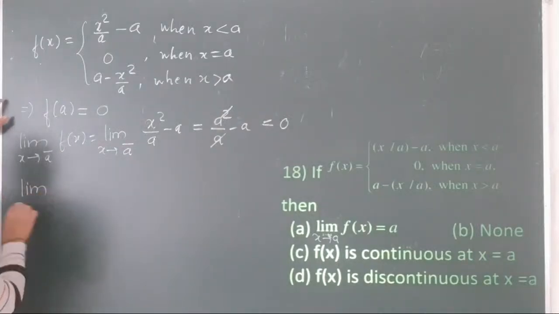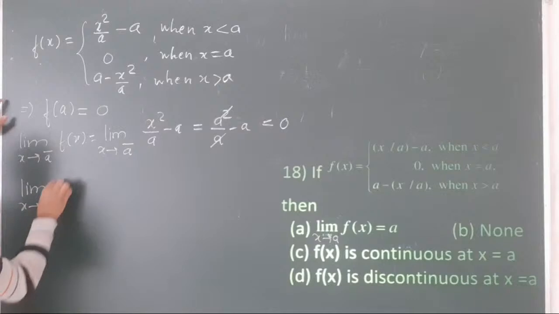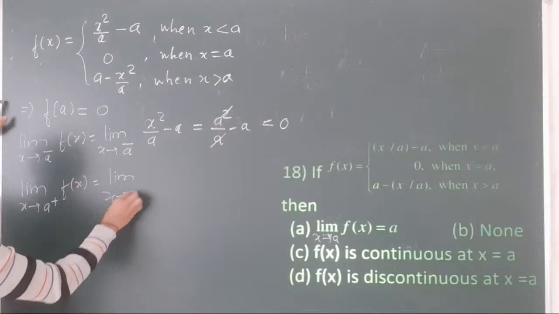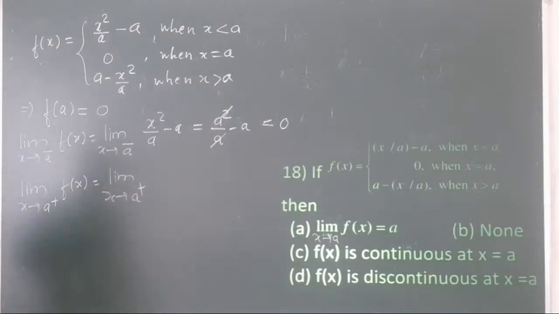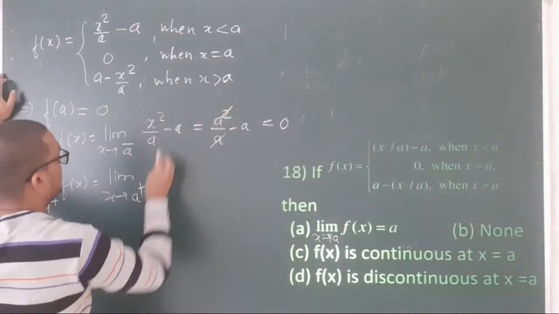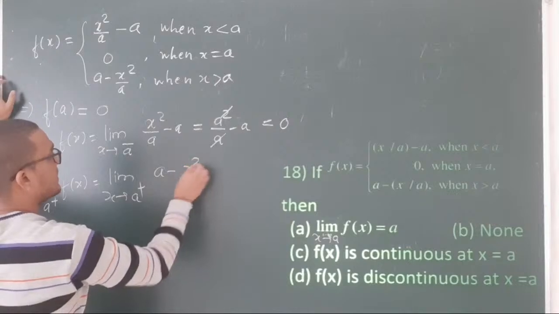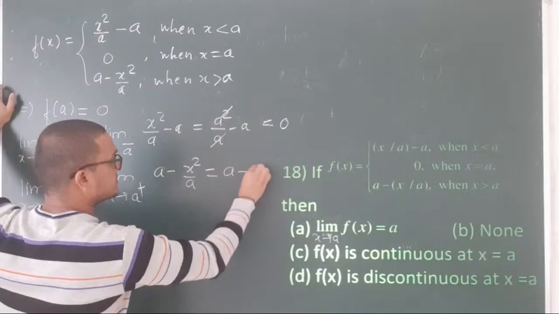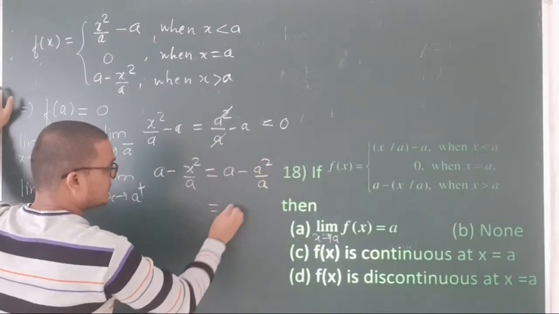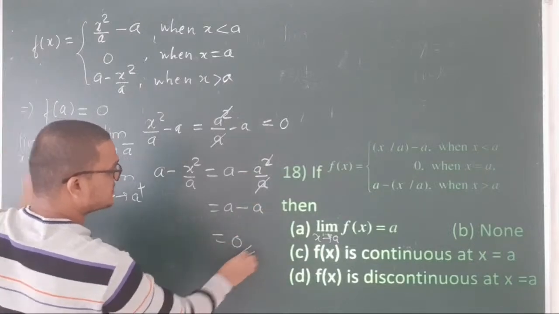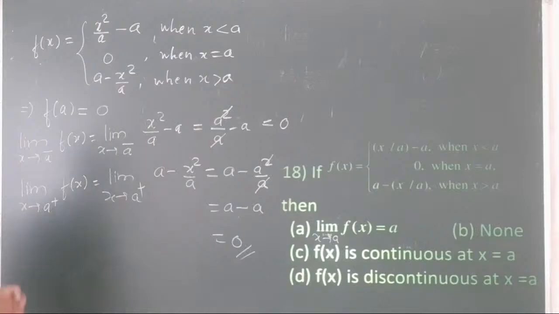The next RHL, limit x tends to a plus f of x is equals to limit x tends to a plus. RHL means x is greater than a, and for x greater than a, the function is a minus x square upon a. Now substitute the limit x tends to a here: a minus a square upon a. So from this a gets cancelled, left with a, and a minus a is 0.